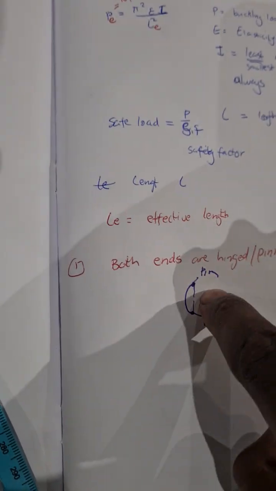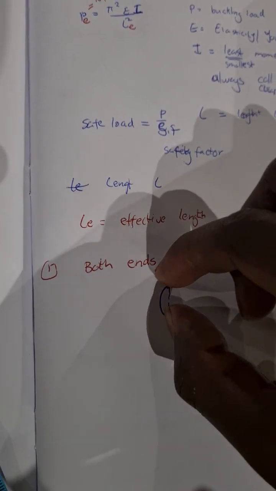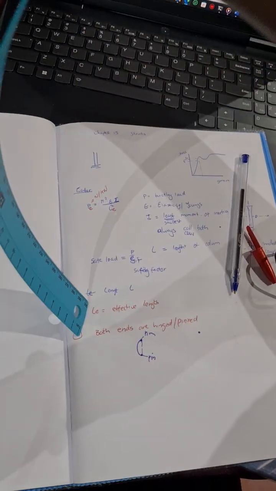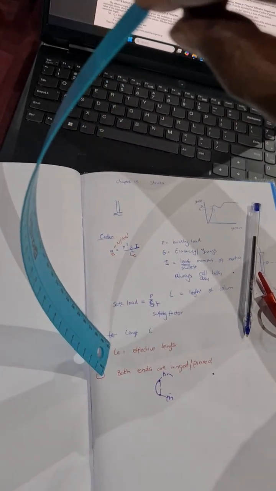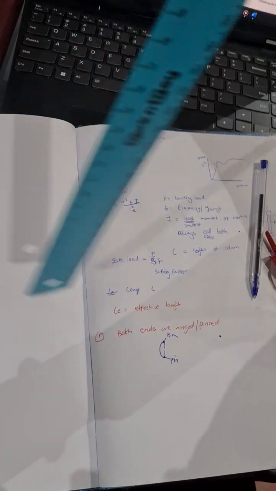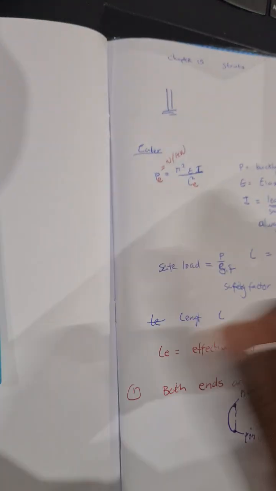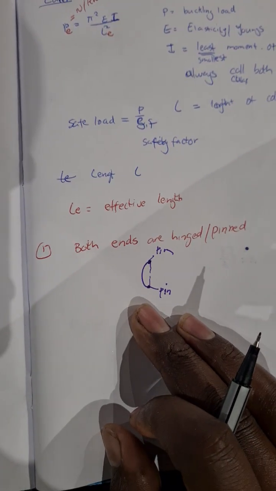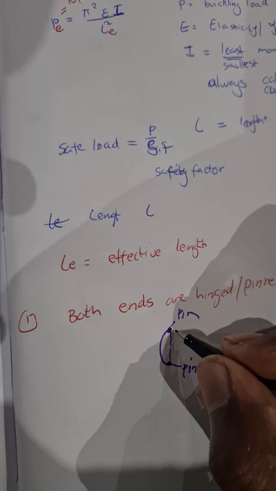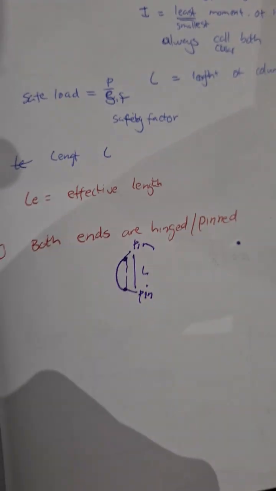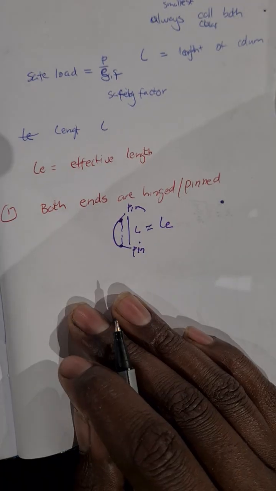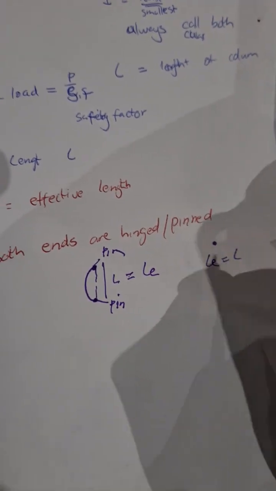So this is a column basically, and then it's bent. Imagine a ruler here, and I pin at the top and I pin at the bottom, and it's already bent. Every time you are using these formulas, it's already failed, so that you don't forget. So when both ends are pinned, the length is just L. So L effective is just L in this case.